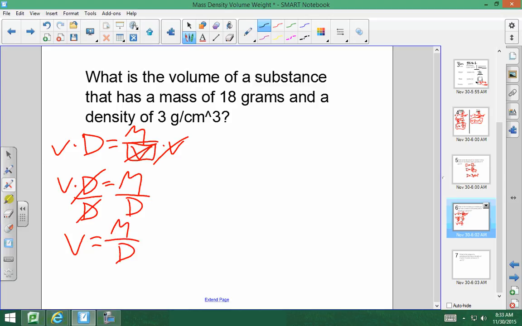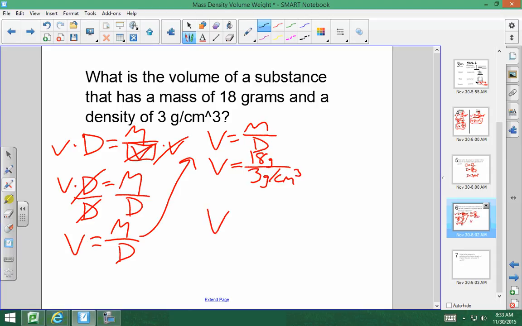So now that we have that, volume equals mass divided by density, we can plug in the values that are in the problem. Once again, we are solving for volume, so V will be a variable still, equals our mass in this problem, which is 18 grams, and our density in this problem is 3 grams per centimeter cubed. So after we do our calculation, we should get 6 centimeters cubed for the volume of this substance.